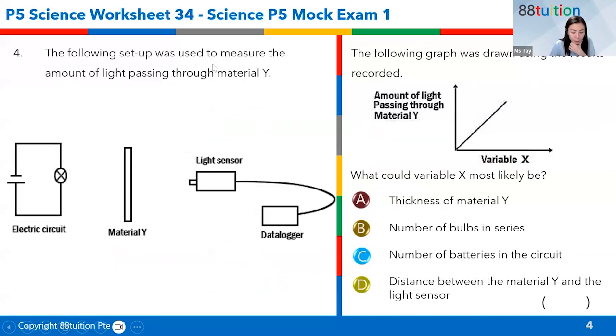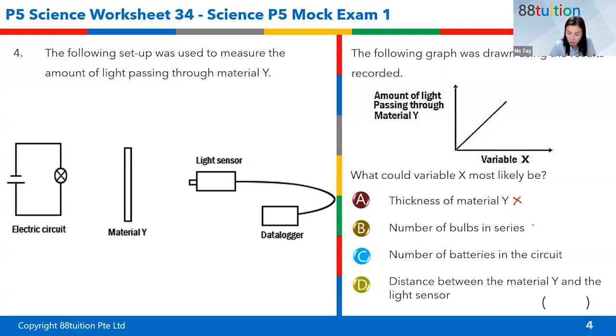Now, the following setup was used to measure the amount of light passing through material Y. So you have a graph drawn using the results recorded. What could variable X most likely be? Okay, so you have this variable X increasing, then the amount of light passing through Y also increases. So could it be the thickness of material Y? Could it be? Cannot be, right? Okay, can it be the number of bulbs in series?